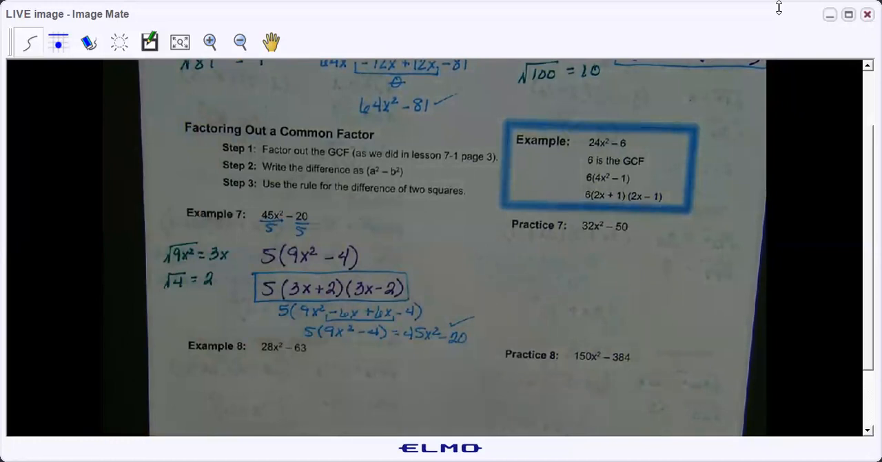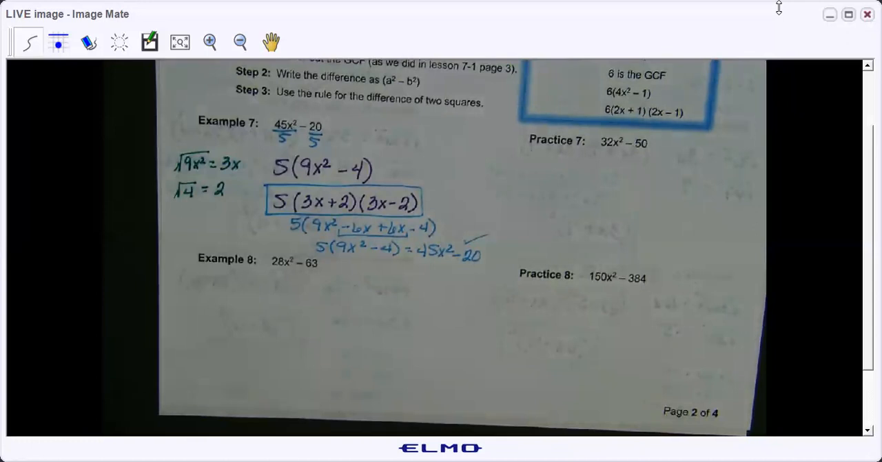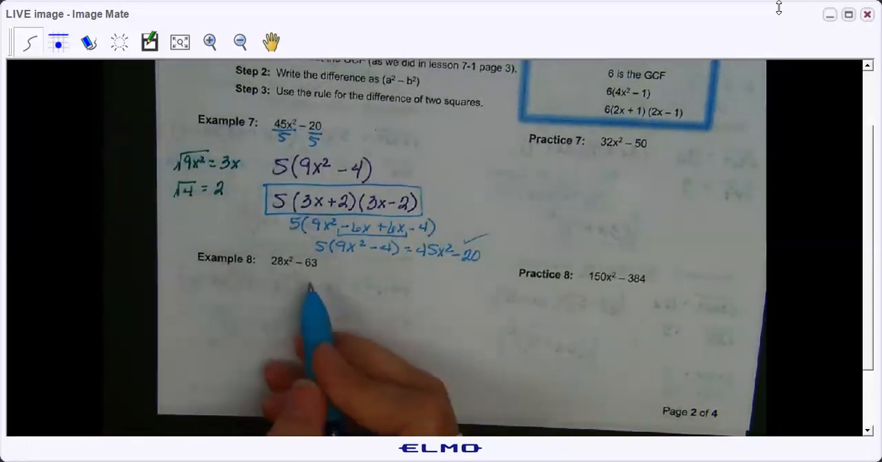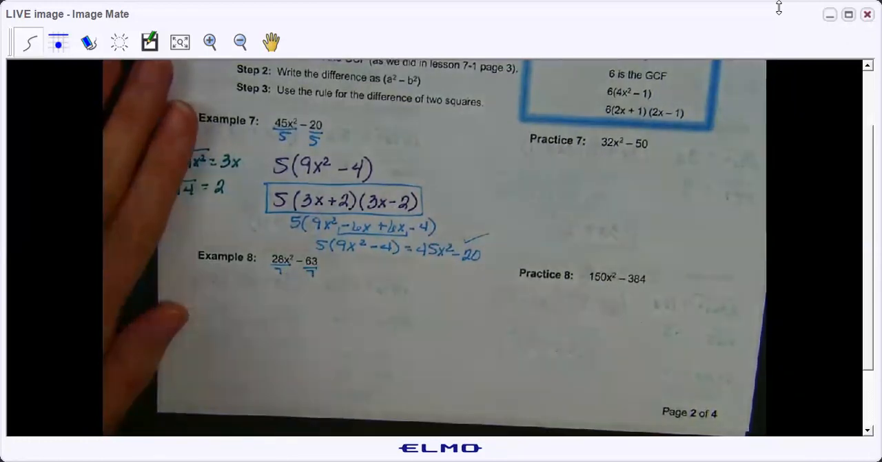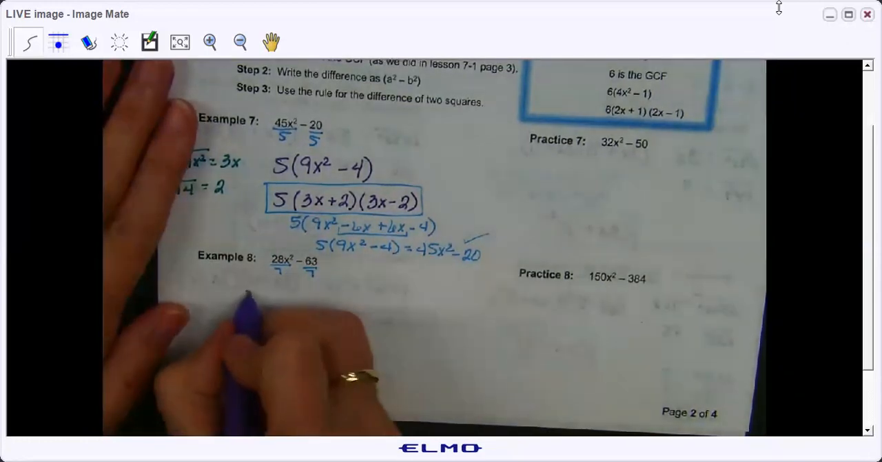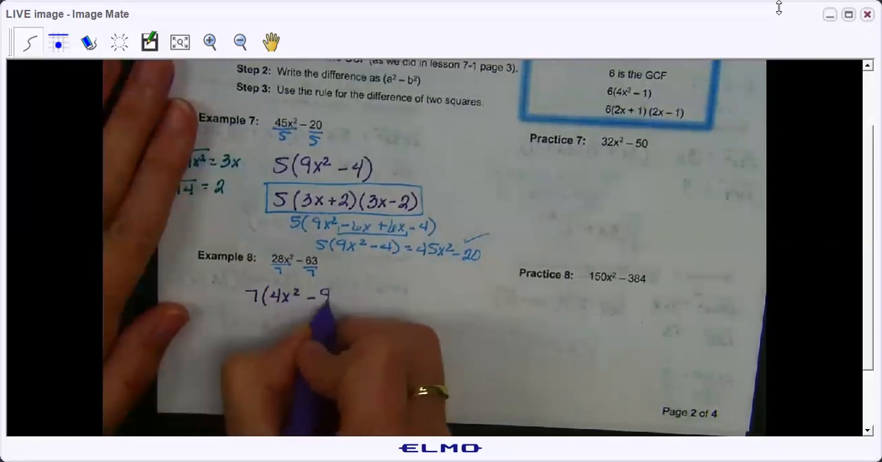Okay, let's go ahead and try example 8. And then I'm going to have you do practice 7 and 8. So let's do example 8. The greatest common factor on this one is 7. Okay. So we end up with 7 times 4x squared minus 9.